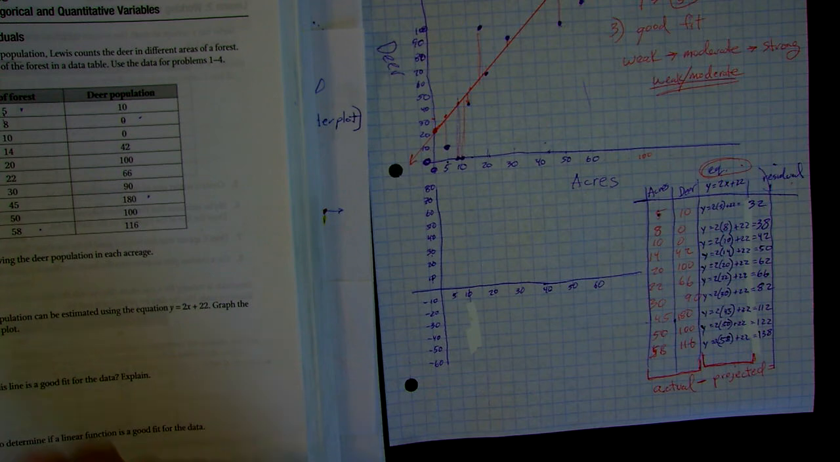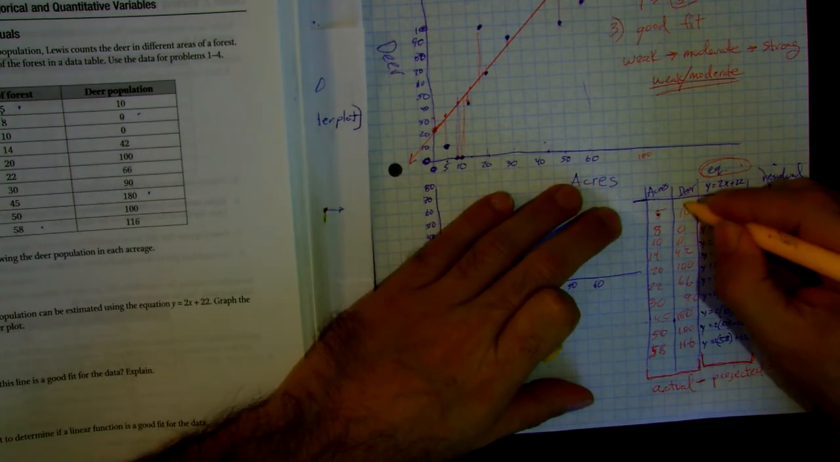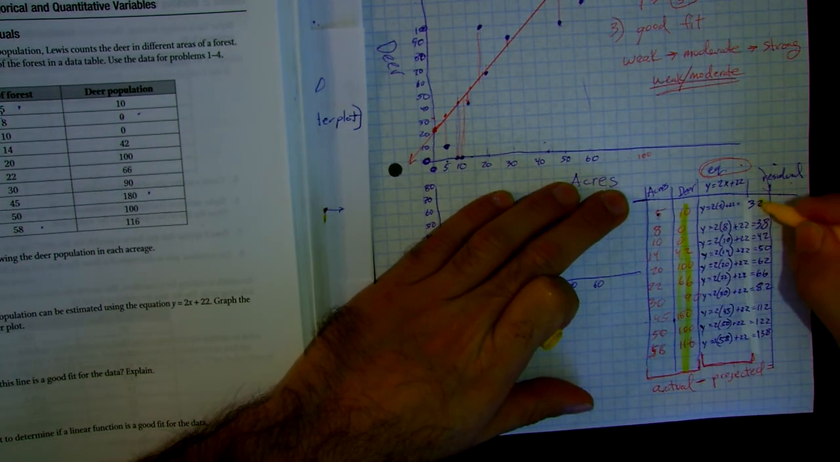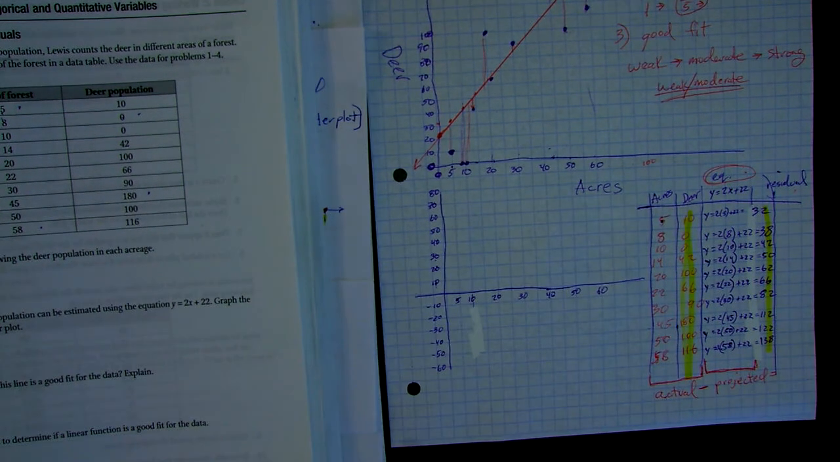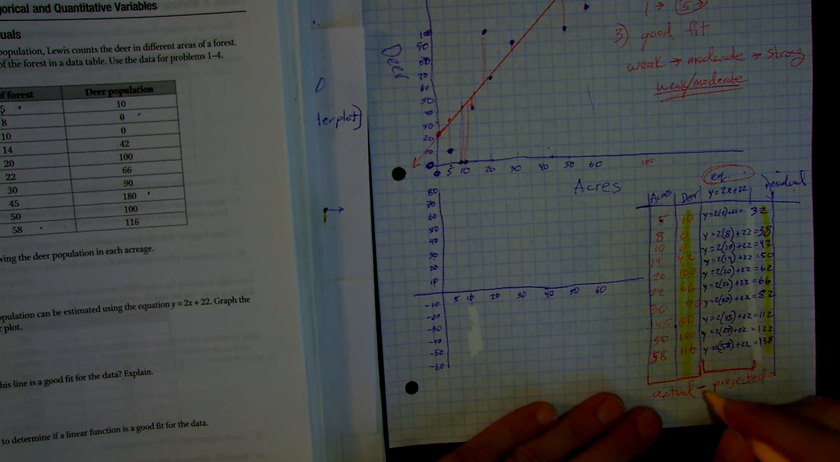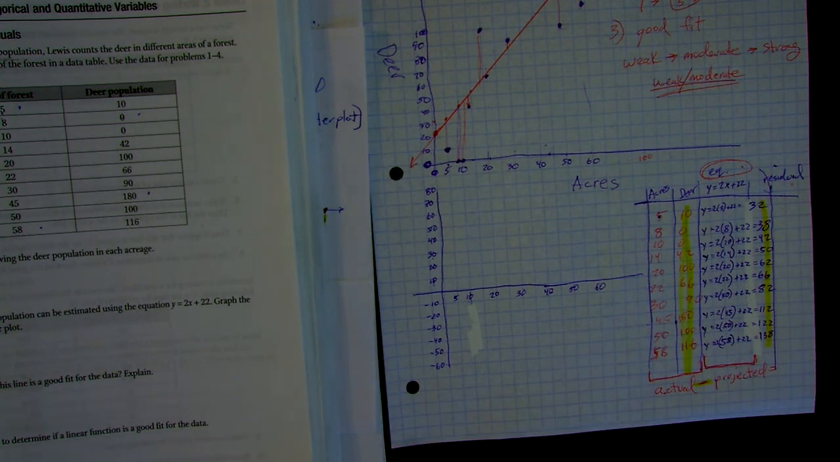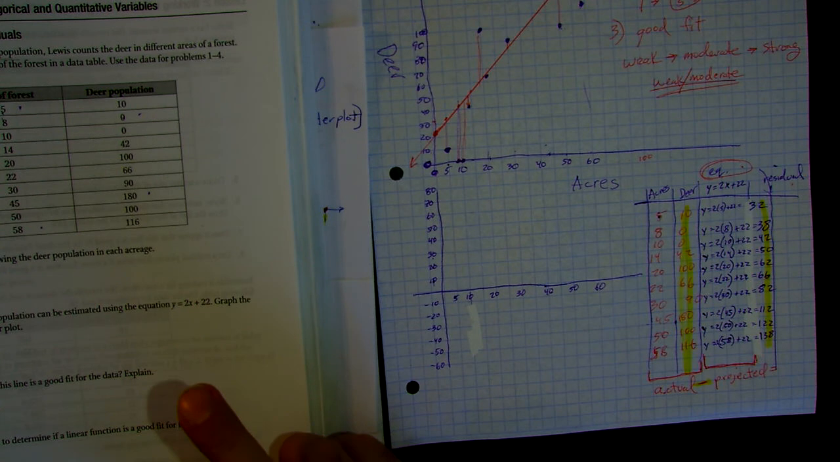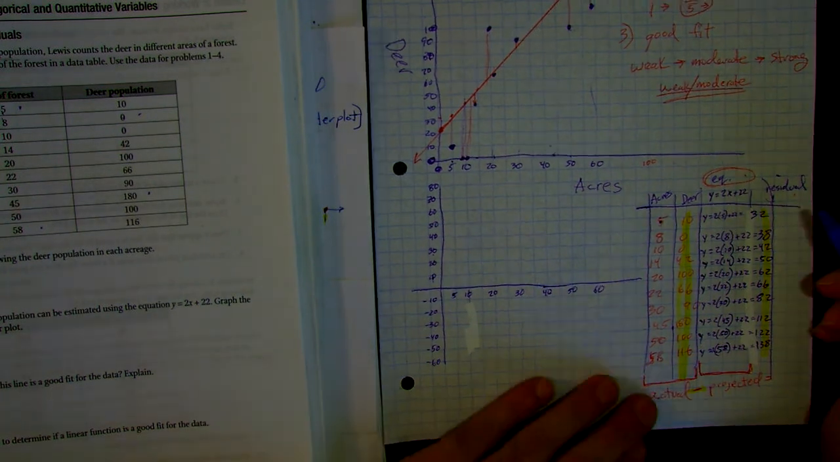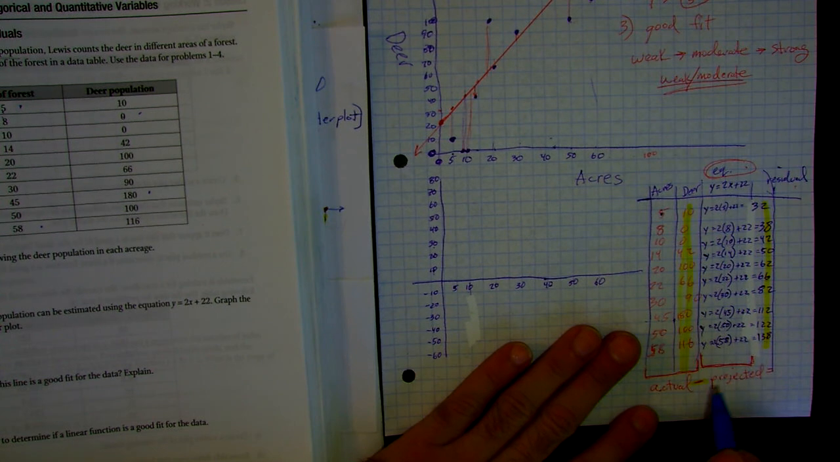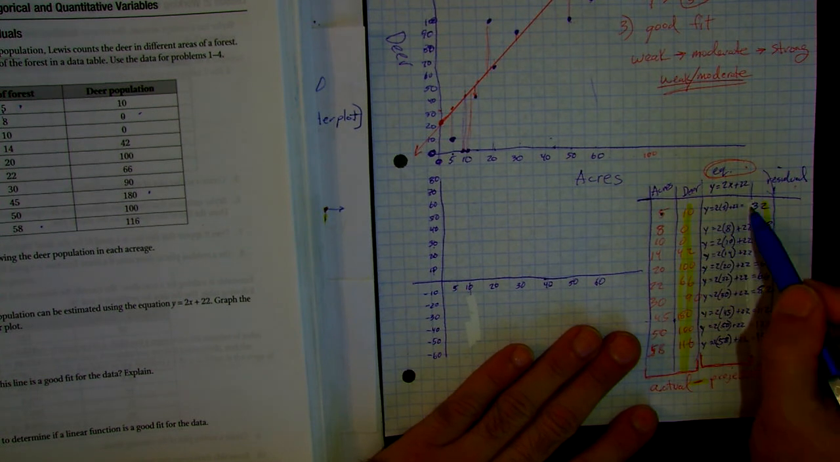We have the actual number of deer. We have the projected number of deer. The residuals are just subtracting the two to see how far off the line of best fit is from our data points. We just have to subtract. Keep it organized so we can all get through this. All right, I got 4 minutes left. All right, look, subtract the actual minus the projected.